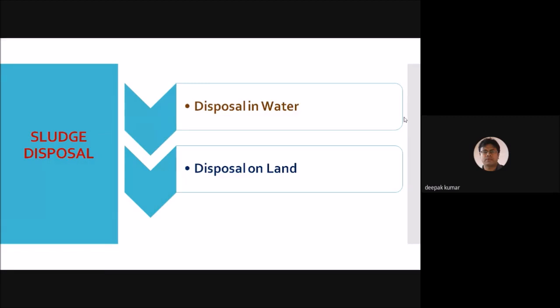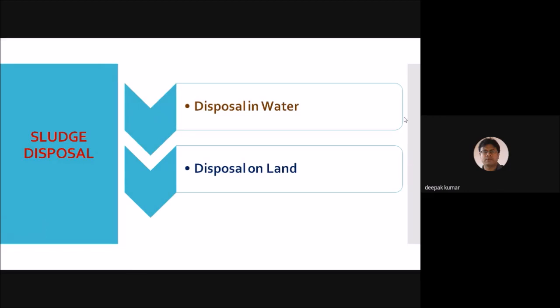You are going to dispose of that sludge in the water, or you are going to dispose of that sludge on the land. If you are disposing of the sludge on the land, there may be two or three processes by which it can be done. One process is that you bury it under the ground, or you fill it. So let us suppose landfill sites. Landfill sites may be used for sludge disposal.